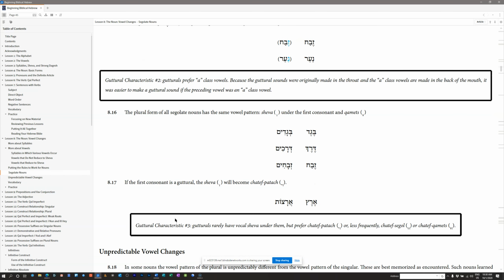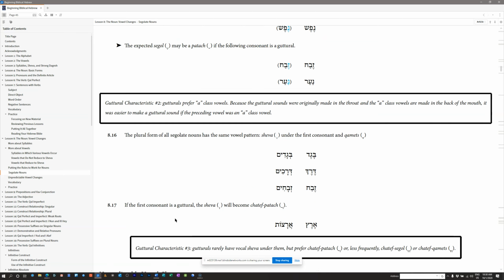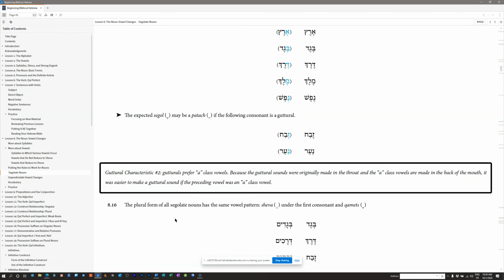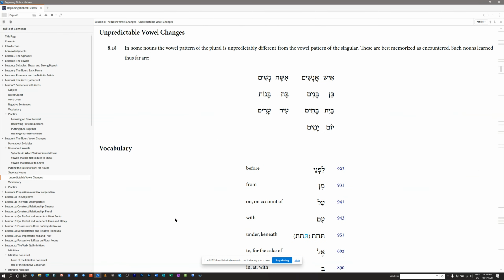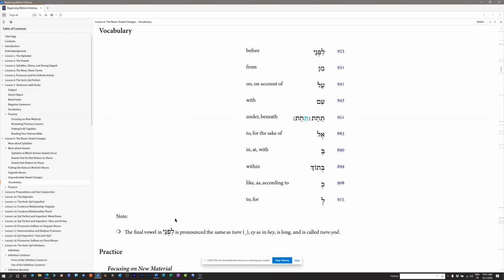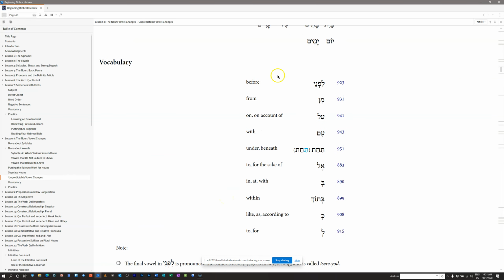All right. That's it. That's Futato for last week and this week. Let's take a look at the vocabulary here, just see if there's any assistance I can offer.